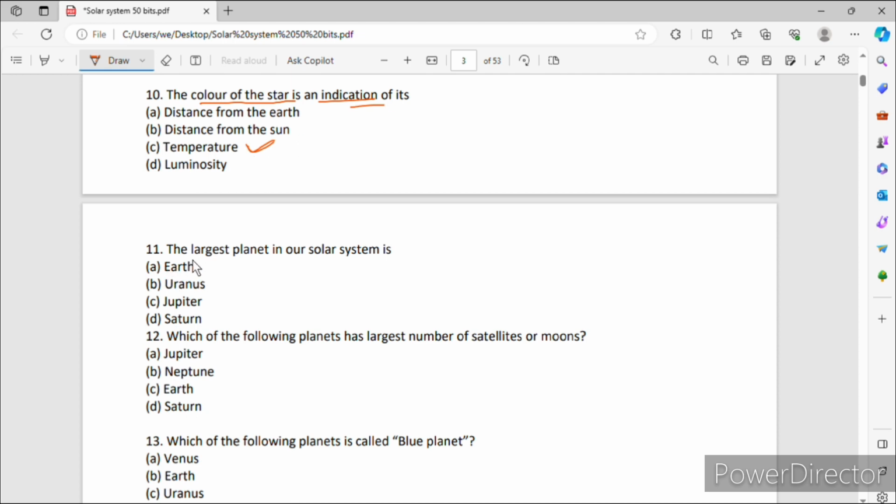And next question, the largest planet in our solar system is dash. So earlier I have given the sequence. In this, the largest planet is Jupiter. Jupiter is the largest planet.